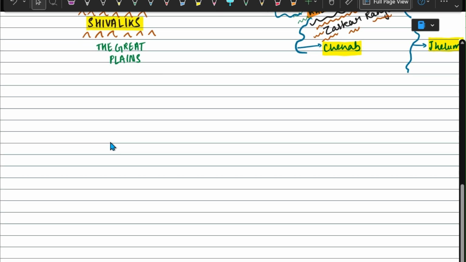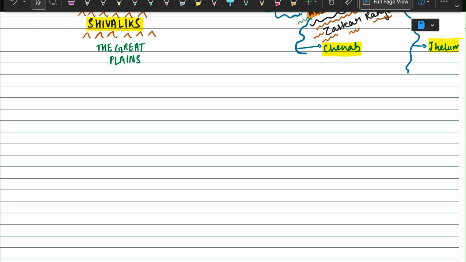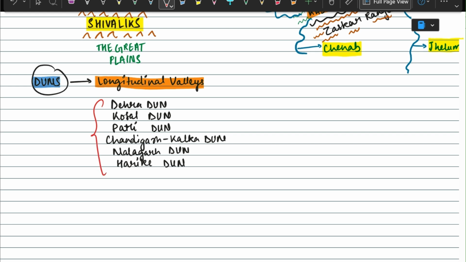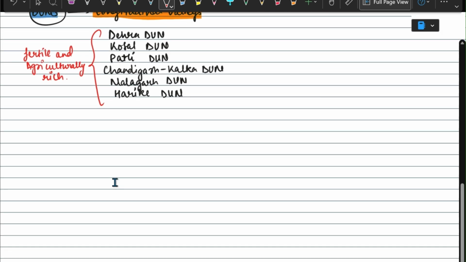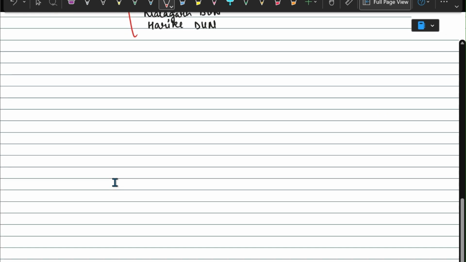Now, between the Shivaliks and the Lesser Himalayas, we find longitudinal valleys called the duns. The examples include Dehradun, Kotli Dun, Patli Dun, Chandigarh-Kalka Dun, Nalagarh Dun, and the Harike Dun. These duns are fertile and agriculturally rich. They are formed by river deposition and are often used for settlements and cultivation.